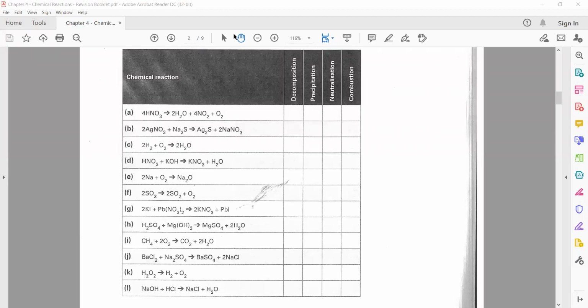Okay, guys, what do we think the first one is? Yeah, decomposition, excellent. So what we'll do is we'll just put a tick in that box. Okay, what about the second one?